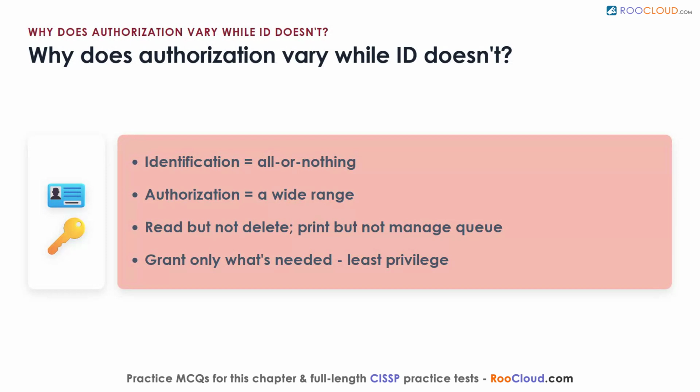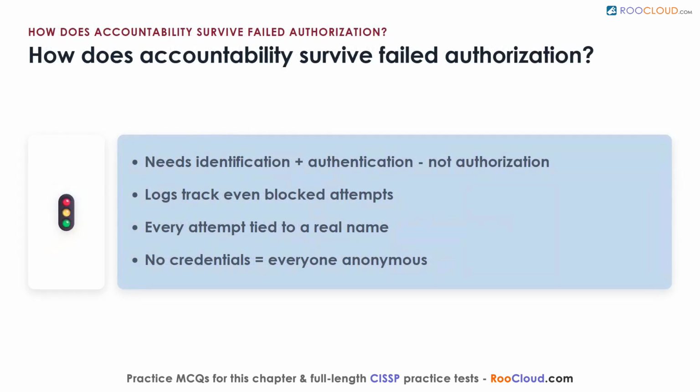Why does authorization vary while identification does not? Because identification is all or nothing, but authorization comes in shades. Either your credentials prove your claimed identity, or they do not, with no middle ground. Authorization, by contrast, spans a wide range. You might read a file but not delete it, or print a document but not manage the print queue. Administrators grant only the privileges each person needs to do their job, following least privilege. This matters even more for automated agents, where overly broad permissions can let a system take harmful actions on its own.